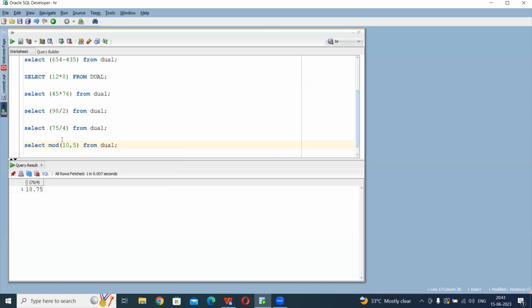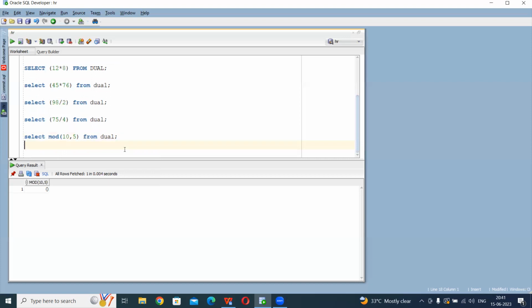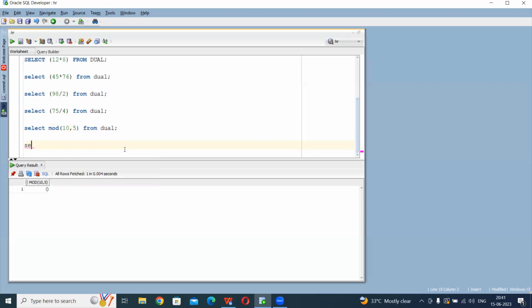So guys, now we are done with the query. Now we'll run our query. So guys, if 10 is divided by 5, we are going to get a remainder of 0. So the same has been retrieved to us in the output. So now we'll go for writing the next query.